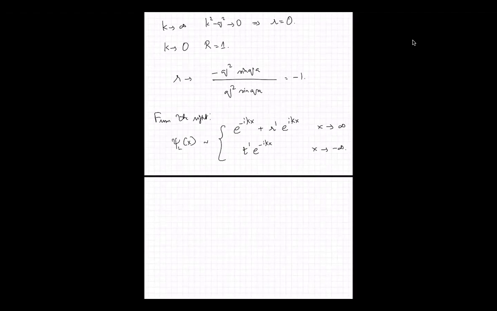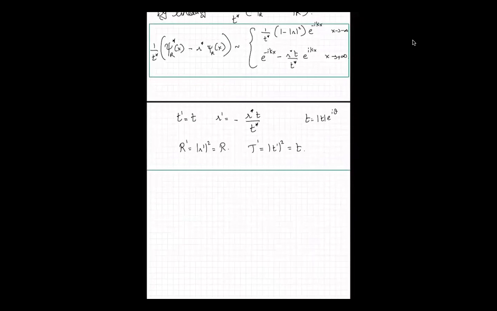Okay, so we can also match this solution with the solution in region number 2 to figure out what the reflection and transmission coefficients are. And if you actually do this, you would be able to prove that the transmission and reflection coefficients in these two cases are related by these very simple expressions. Okay.